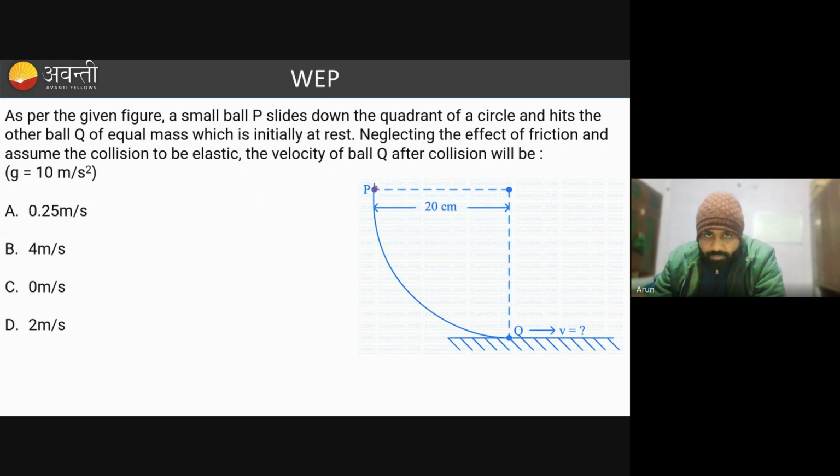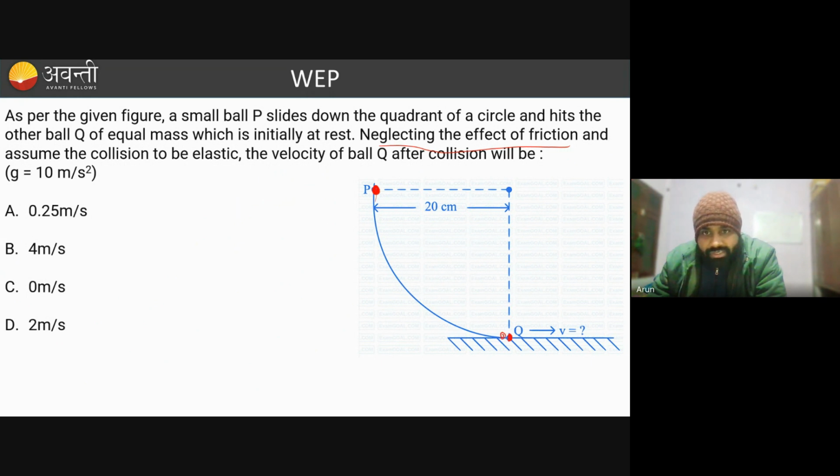So here we have a ball at P and another ball at Q. This ball P slides down. As it moves down, its potential energy decreases, converting into kinetic energy, because there is no loss due to friction. It is given in the question, neglecting the effect of friction. So if there is no friction, there is no loss of energy. So this whole potential energy will be converted into its kinetic energy.